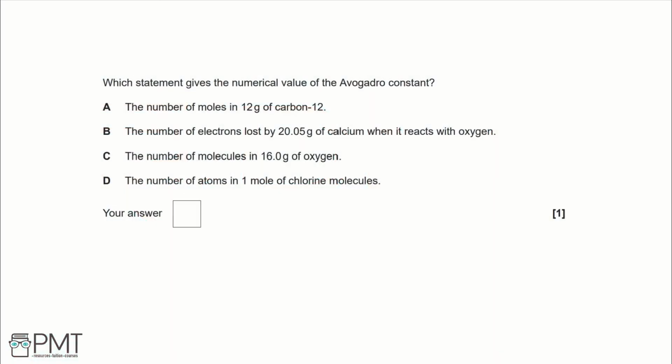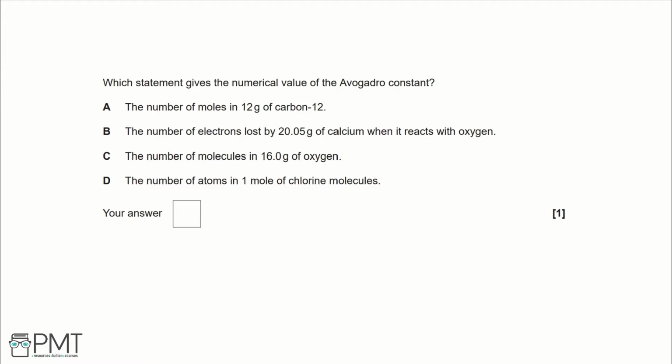Which statement gives the numerical value of the Avogadro constant? A. The number of moles in 12 grams of carbon-12. B. The number of electrons lost by 20.05 grams of calcium when it reacts with oxygen. C. The number of molecules in 16.0 grams of oxygen. D. The number of atoms in 1 mole of chlorine molecules.